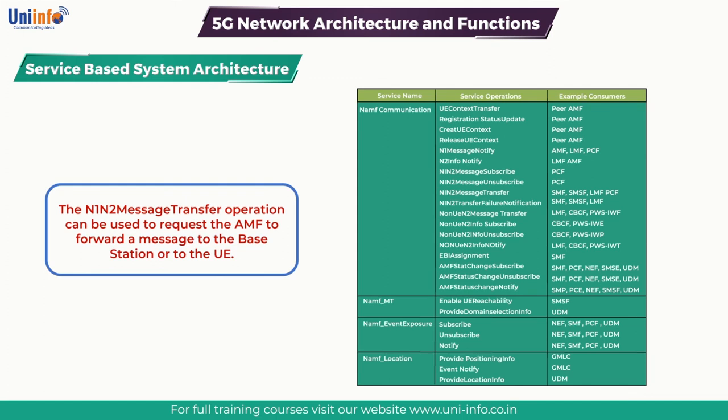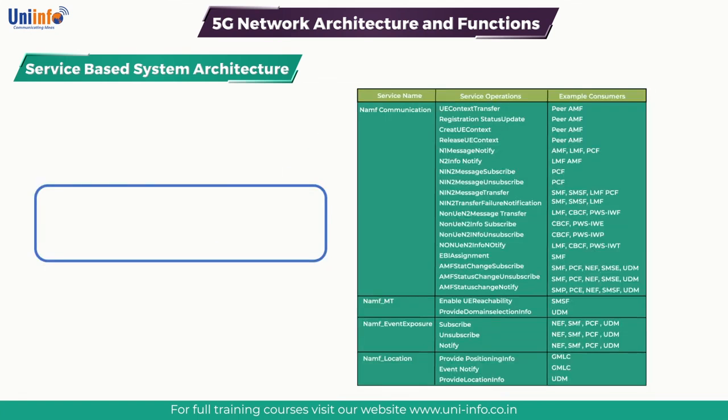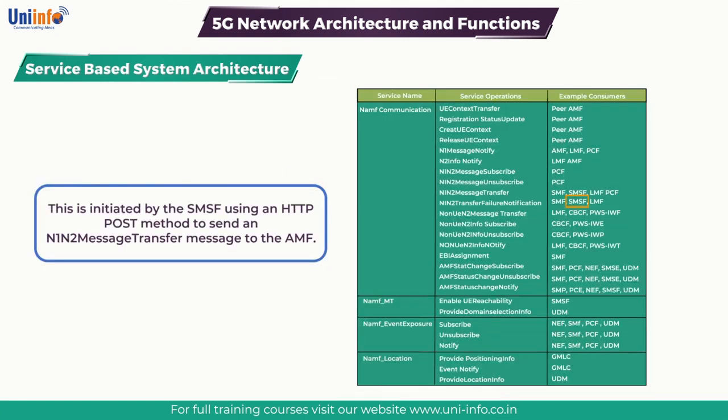For example, the short message service function can use the service operation to forward an SMS over non access stratum signaling towards the UE. This is initiated by the SMSF using an HTTP POST method to send an N1 N2 message transfer message to the AMF. This message encapsulates the SMS to be forwarded to the UE.